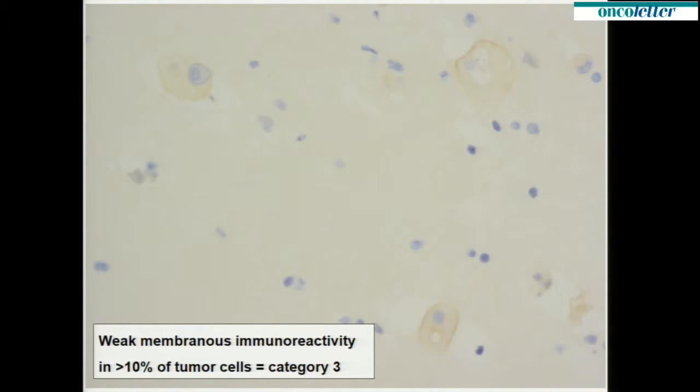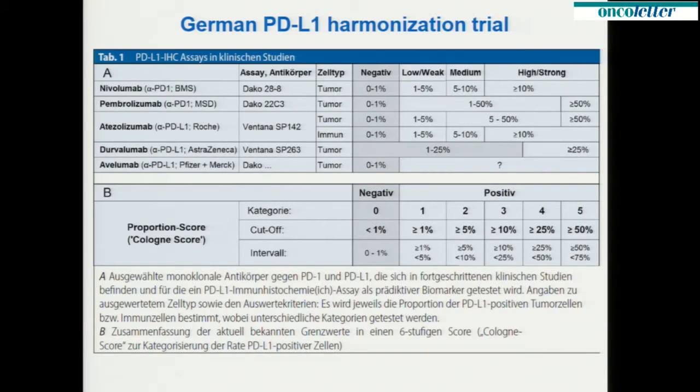So I decided then in January 2016 that it is weak, but this is more than 10% of tumor cells, and this gives then, according to the new guidelines, category 3. You have heard about the German PD-L1 harmonization trial. It is important because you have the different drugs, the different antibodies, the different platforms. For example, pembrolizumab clearly gives you the cutoff of 50%. Category 3 in the Cologne score is above 10, however category 5 is above 50%. So this patient actually would not qualify for pembro according to what I did.